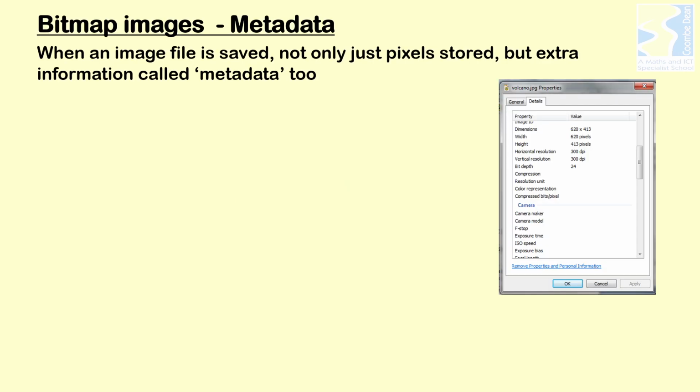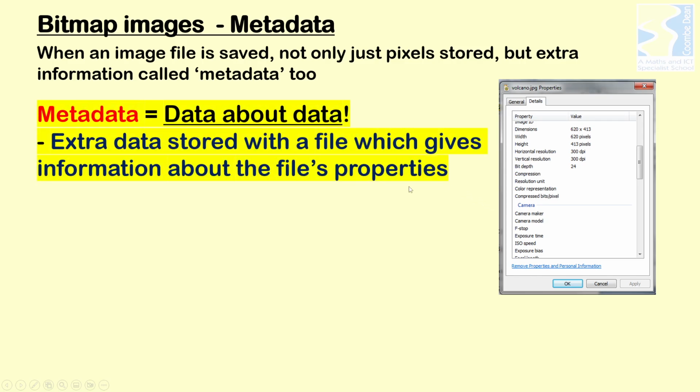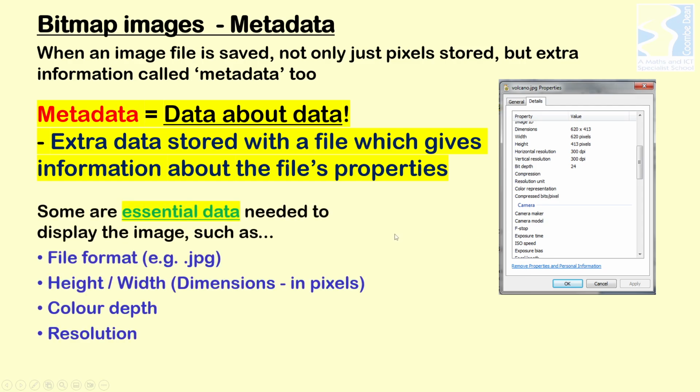Okay, let's have a look at metadata. So remember, every file that's stored has information stored with it. That is the metadata. It's data about data. It's the data that's stored with a file which gives it information about the properties of that file. The data stored with a file about its properties. Data about data.